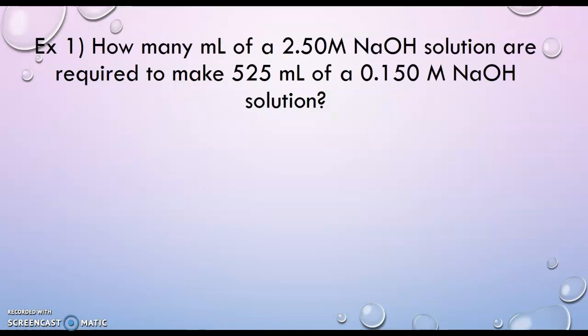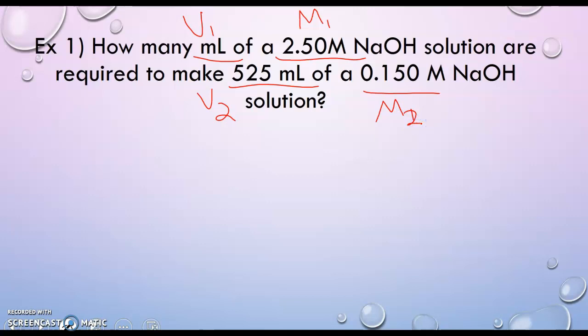Okay, so we're going to do two examples together. In this case, it's asking right away how many milliliters. So let's just say that that's our first volume. So V1 is unknown, of this molarity solution. So that's going to be M1. We have 525 milliliters, so that's V2 of this molarity solution, M2.